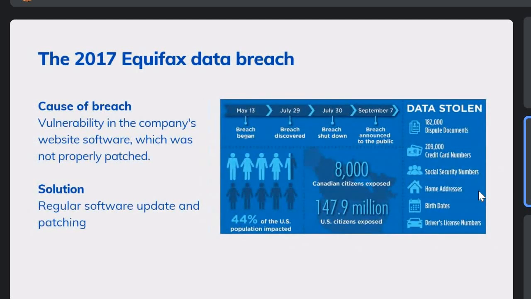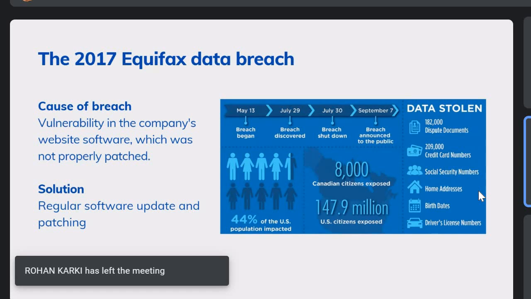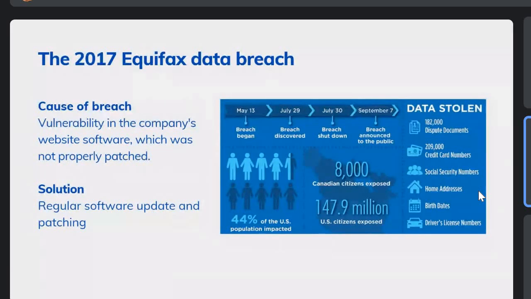So, the 2017 Equifax data breach. Equifax is a credit reporting bureau in North America, especially in both the United States and Canada. In 2017 there was a data breach that started on May 13 and was later shut down on July 30. During the whole duration of the breach, almost 148 million users were directly affected. Data stolen included dispute documents, credit card numbers, social security numbers, home addresses, birth dates, and driver license numbers. When the breach was later announced to the public, the vulnerability was found to be in the company's website software, due to lack of regular updates and patching. Next.